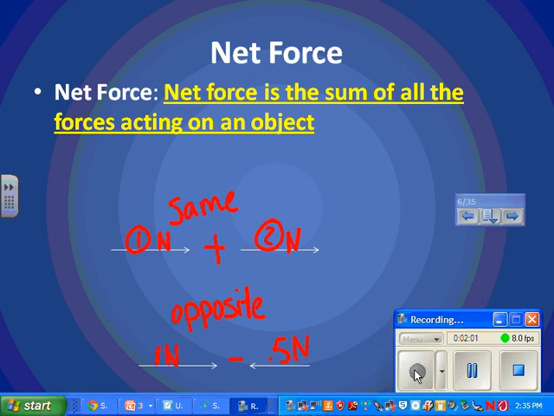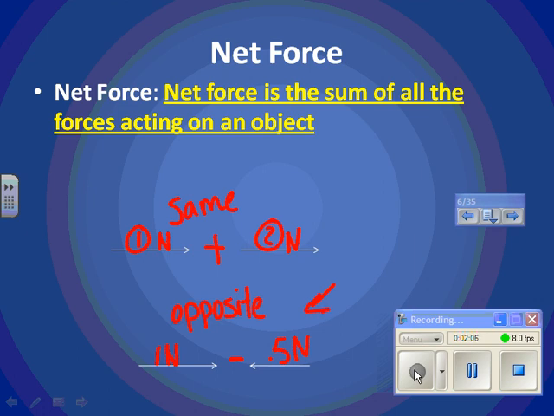Remember, whenever the forces are in opposite directions, you write the direction of the greater force.